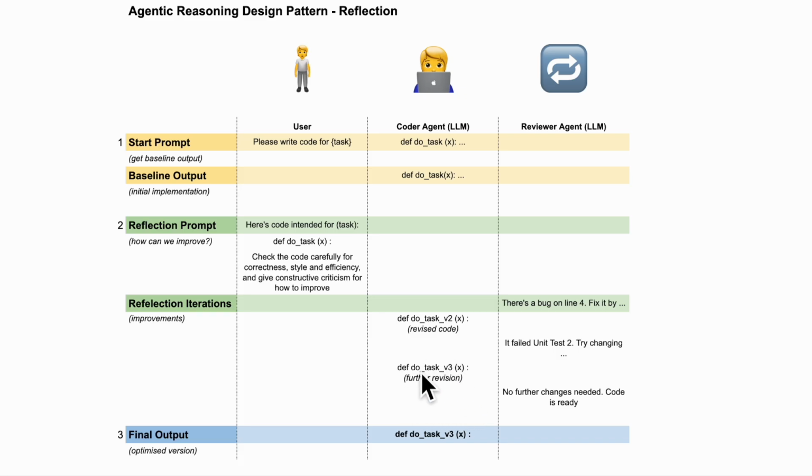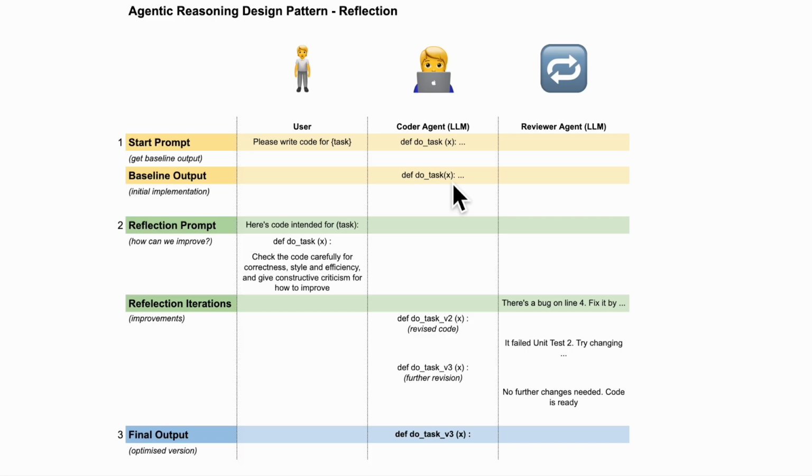Finally, this particular revised version which the reviewer agent has passed is provided as the output to our user over here, who sees this as a better and optimized version of their code compared to the baseline output provided over here. And this is pretty fun in a way that you can actually try it yourself using any kind of chat application like Claude or ChatGPT that you might be using.